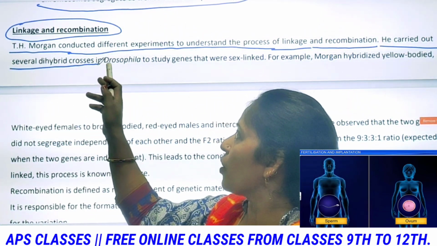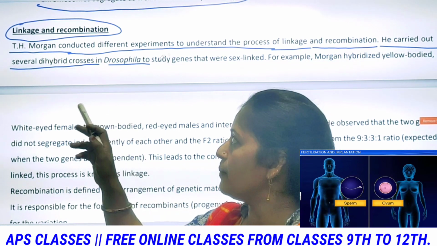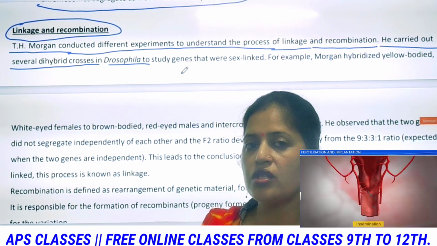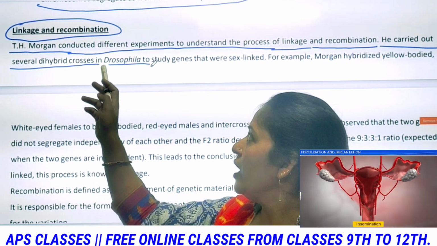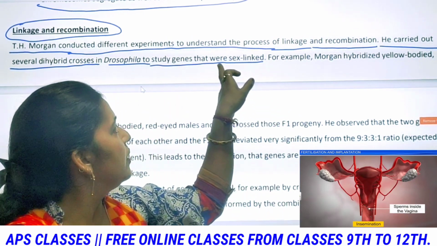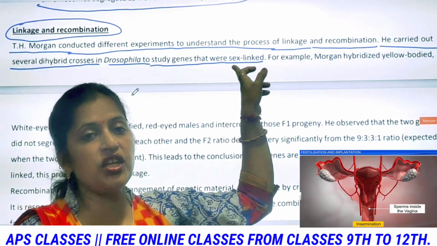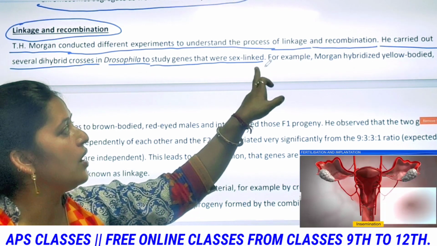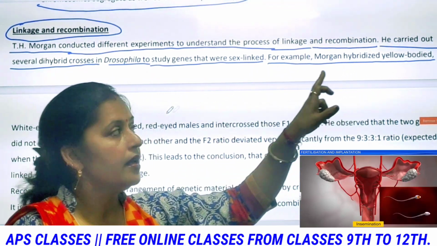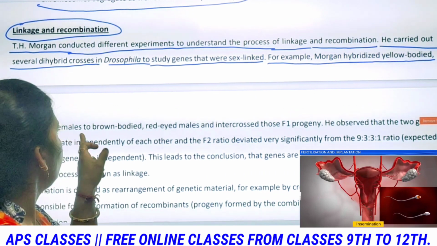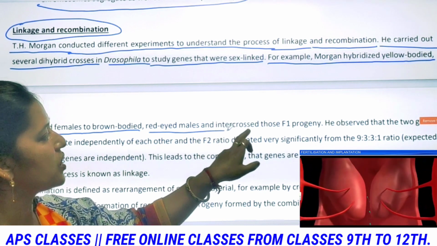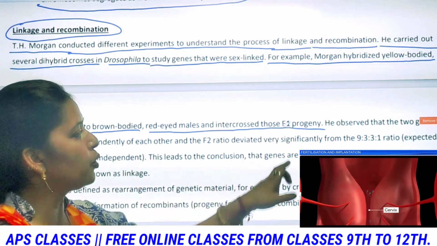He carried out several dihybrid crosses in Drosophila to study genes that were sex linked. For example, Morgan hybridized yellow-bodied, white-eyed females to brown-bodied, red-eyed males and intercrossed those F1 progeny.